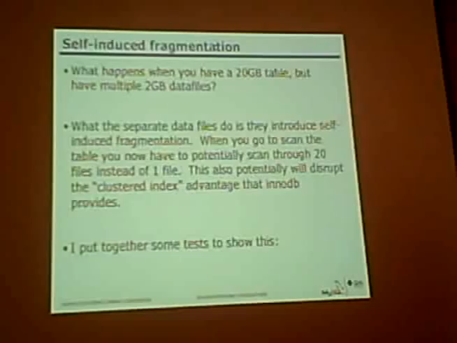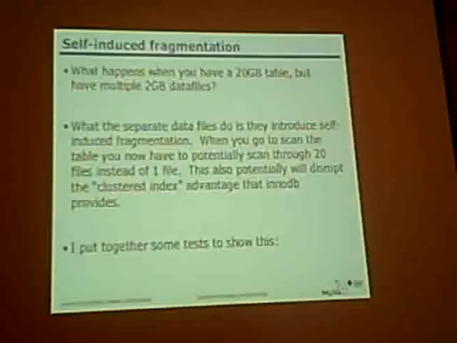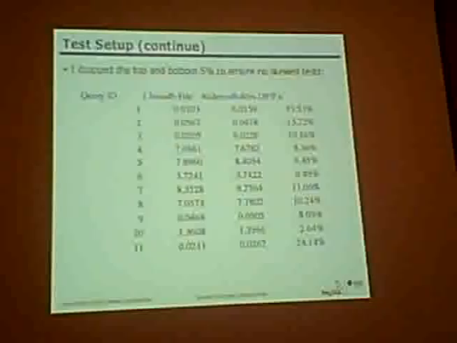Self-induced fragmentation is an interesting one. I've run into this several times, and I think this is more of an old school file system or Oracle limitation, where people will just start having multiple 1 or 2 gig files. We're not talking file per table, we're talking, hey, let's just start allocating 2 gigs, 2 gigs, 2 gigs, and manage it by hand. What you end up doing is fragmenting your system if you have large tables that exceed those sizes. If you have a 20 gig table and your data files are 2 gigs each, it's going to be spread across 10 data files. So if you're doing a scan, it can actually slow down performance.